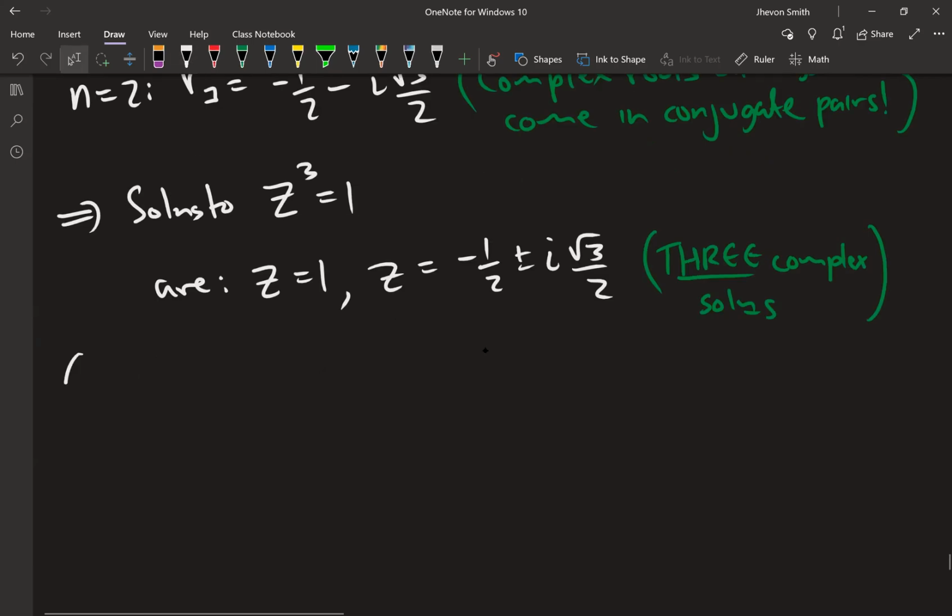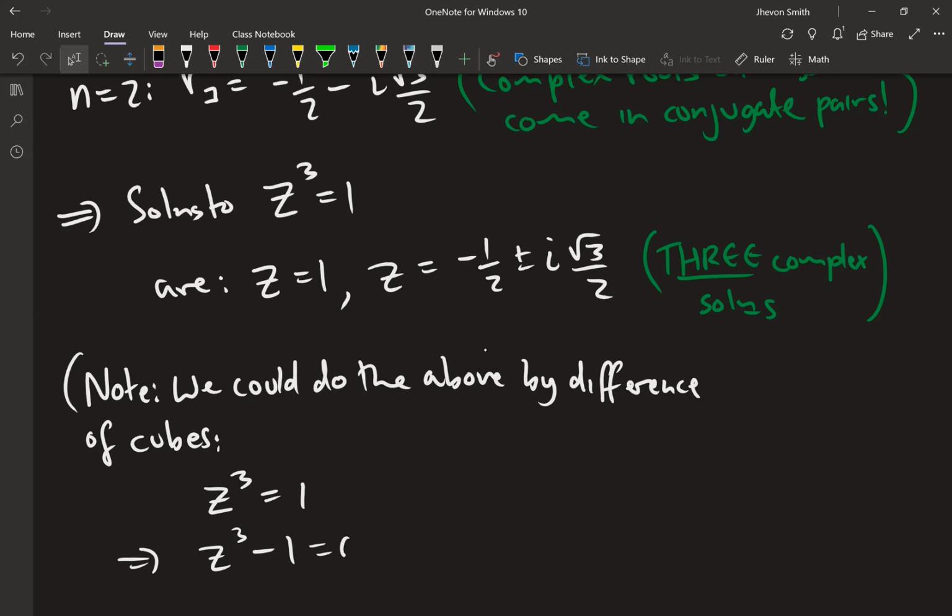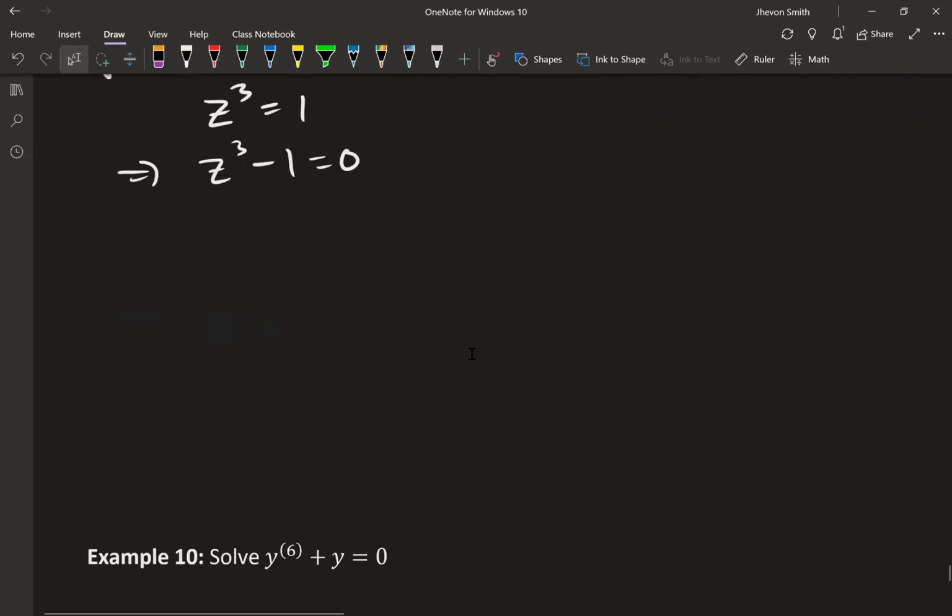One thing I want you to note here, we could do the above by difference of cubes. Right, so when I see z cubed equals 1, I could have looked at this as z cubed minus 1 equals 0. And then I could have actually factored that with the difference of cubes.